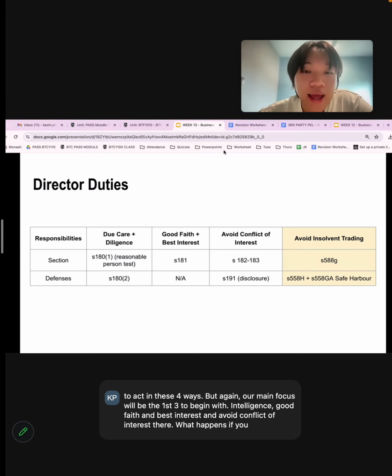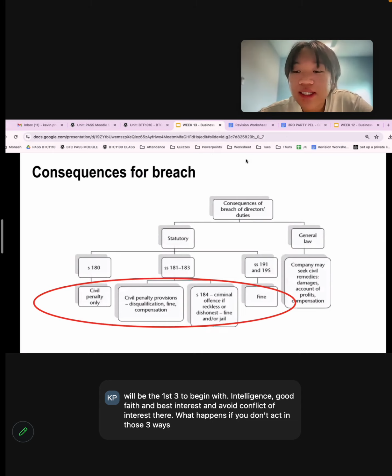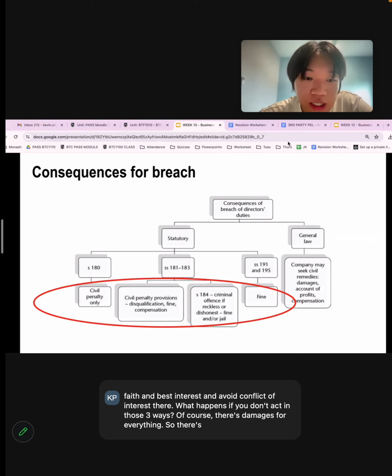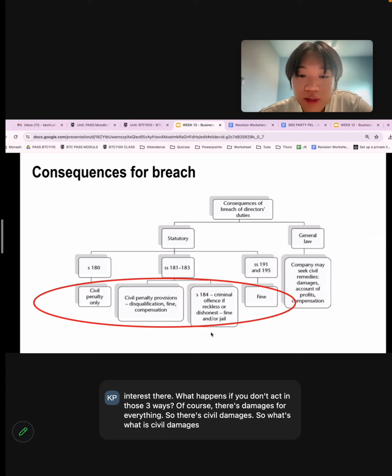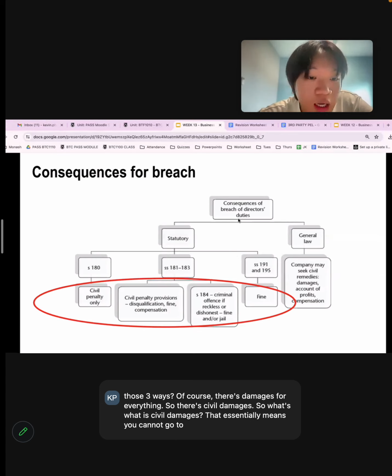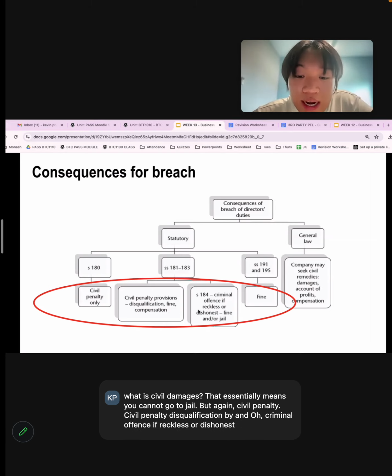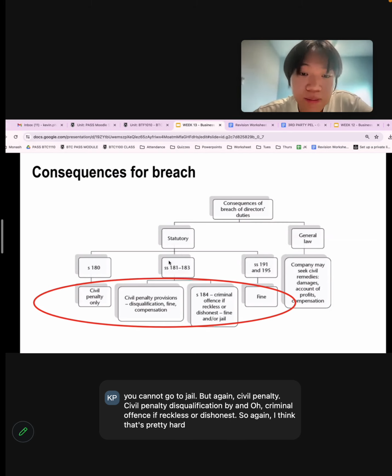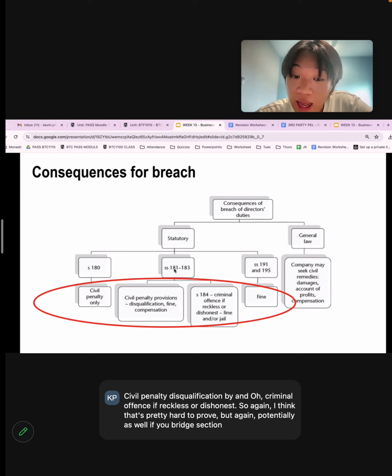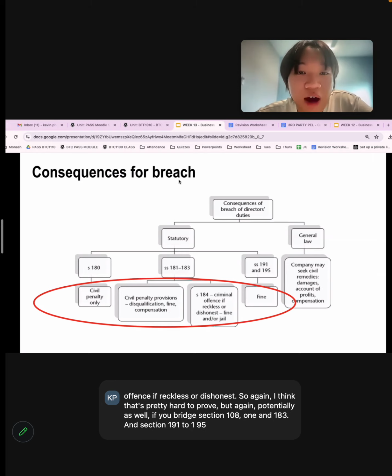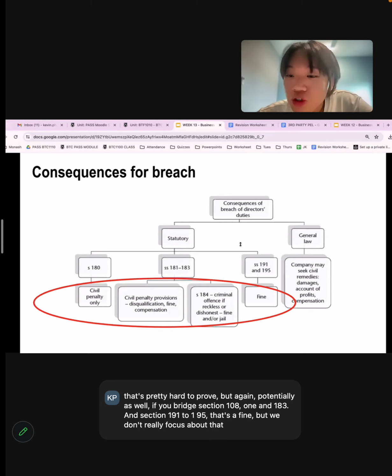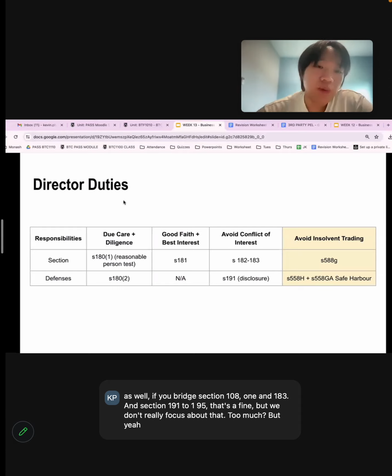What happens if you don't act in those 3 ways? Of course, there's damages for everything. So there's civil damages. What is civil damages? That essentially means you cannot go to jail. But again, civil penalty, disqualification, fine, criminal offense if reckless or dishonest. I think that's pretty hard to prove. Potentially as well, if you breach section 181 and 183, and section 191 to 195, that's a fine. But we don't really focus on that too much. But that's essentially what a director duty is.